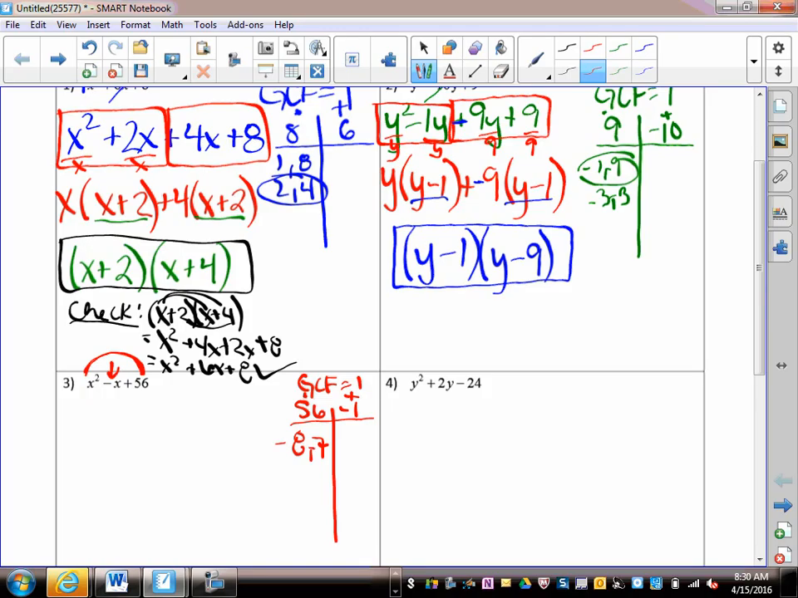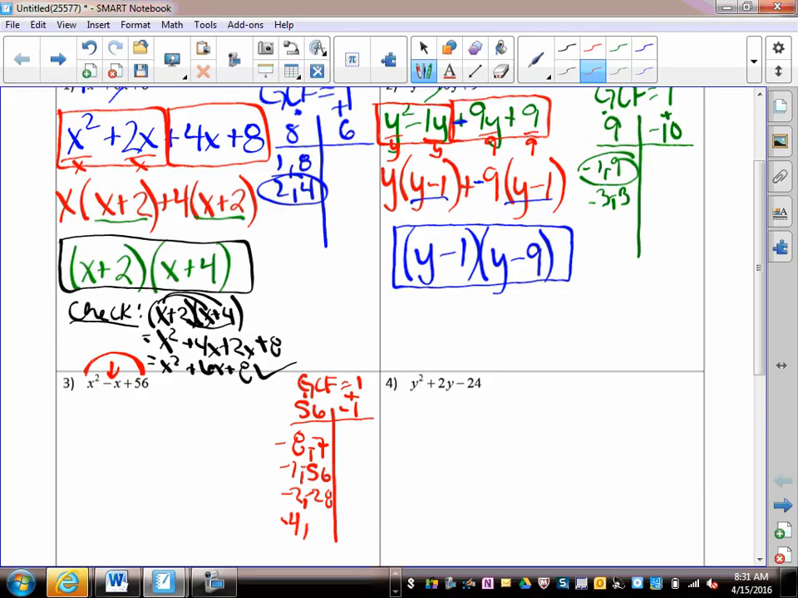So that doesn't work. We can do 1 and 56, right? But that's not going to work. What else can we do? 2 and 28. Good. But is that going to add and give you negative 1? No. Okay, so let's try 3. Does 3 work? Check on your calculators. Does 3 go into 56 nicely? No. Okay, so let's try 4. Does 4 go into it nicely?